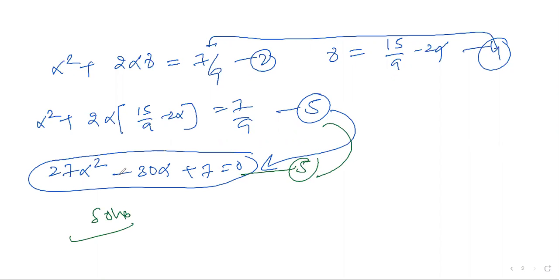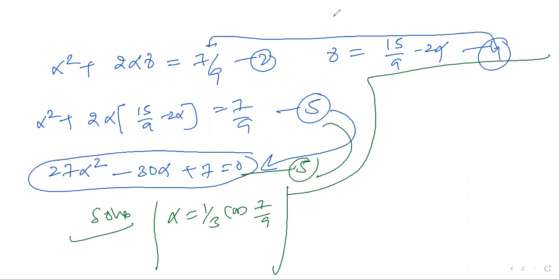It is a second order equation, so use whatever method you like, and you can get a simple answer. After solving this, you are going to get alpha is equal to 1 by 3 or 7 by 9. There are two options here. I'm going to show you the solutions.